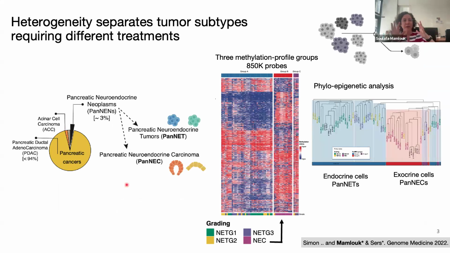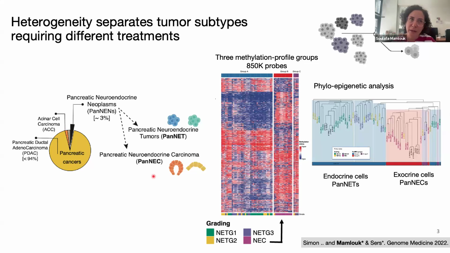And we've done this on different cancer types and at different levels, because what happens before evolution is the heterogeneity at different levels. So in a study where we look at pancreatic neuroendocrine tumors, we did a study on their methylation and heterogeneity. Pancreatic neuroendocrine neoplasms are a very small subtype of pancreatic cancers, just 3%. And these PANNs, as the abbreviation goes, are then divided again into PANNETs and PANNECs, depending on their origin.